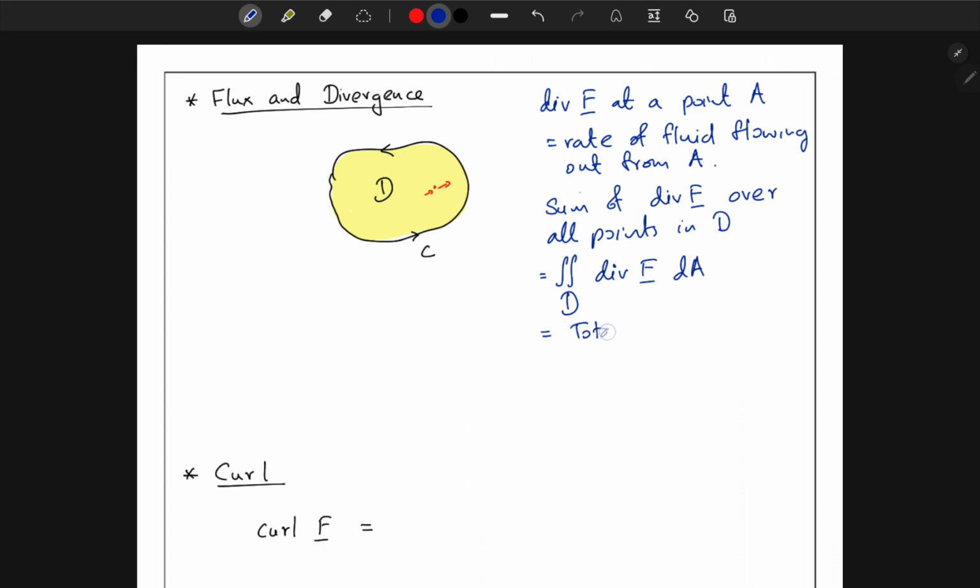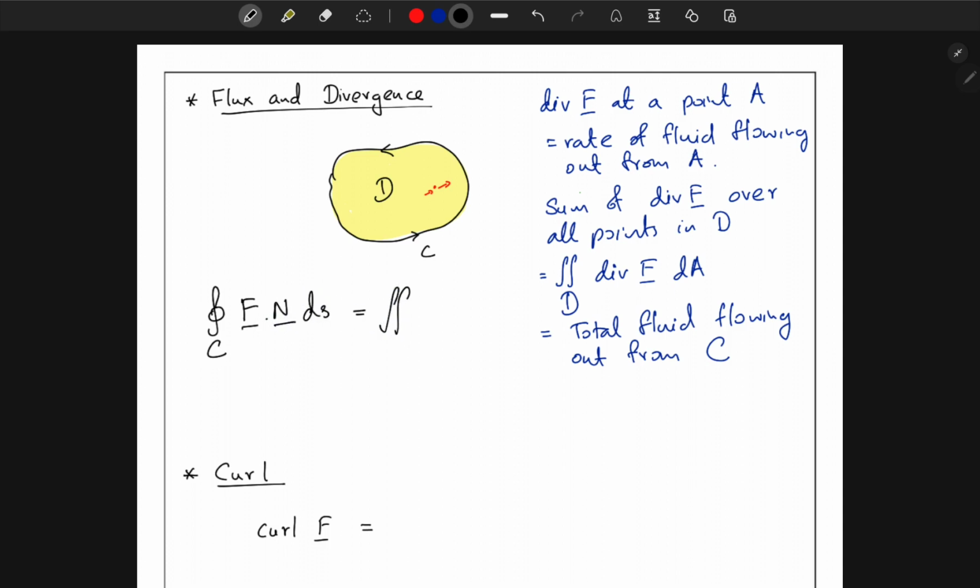So this is the total fluid flowing out from the curve C, which is the flux, right? So what we get is the flux is in fact the divergence.